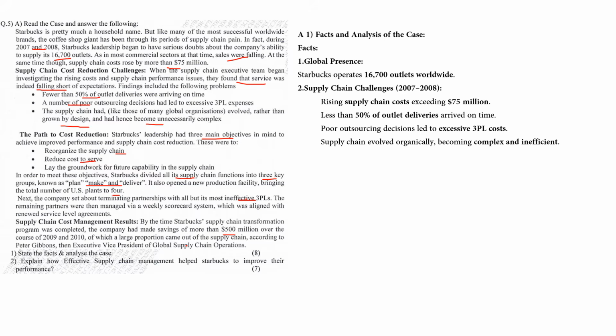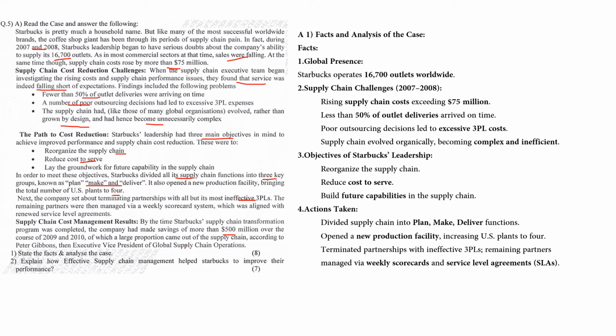Poor outsourcing led to excessive 3PL costs, and the supply chain evolved organically, becoming complex and inefficient. Okay, so there was no growth, it only evolved. Okay, what are the objectives of Starbucks leadership? We came to know about some objectives that were given: reorganize the supply chain, reduce the cost, and build future capabilities in the supply chain.